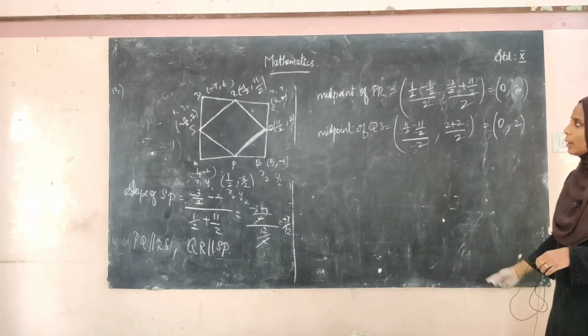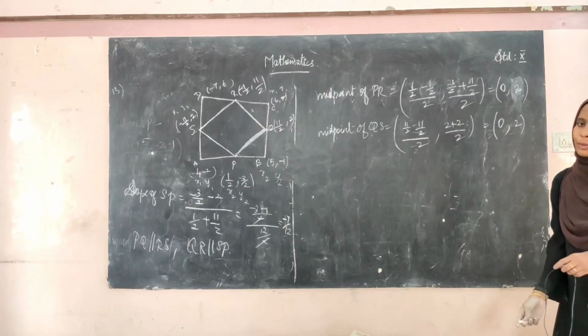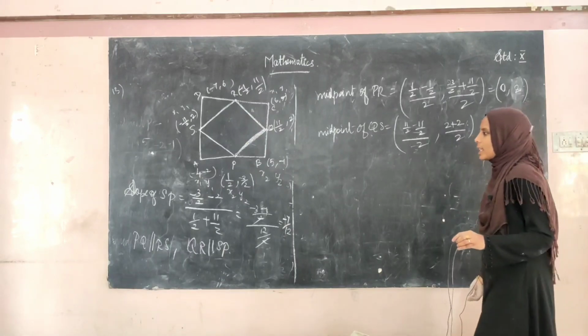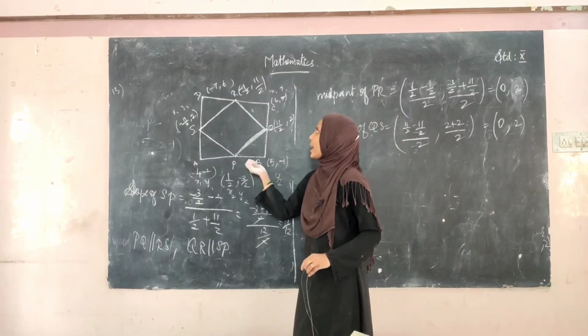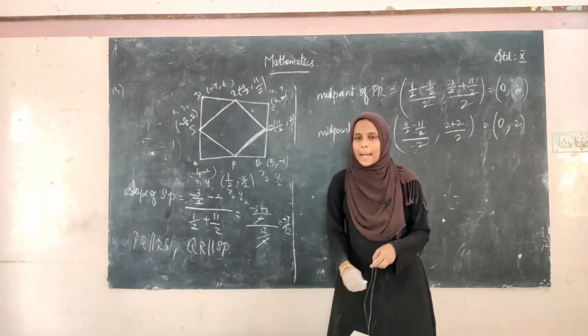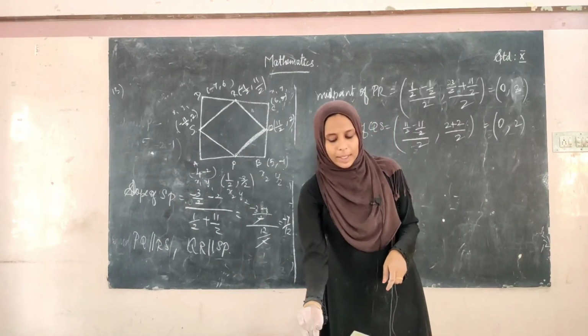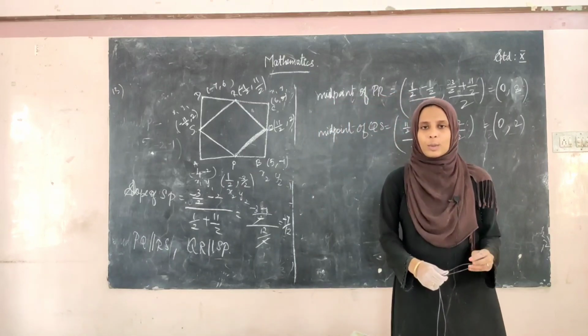Okay, so see here we got midpoint of PR is equal to midpoint of QS, therefore we can say that the midpoints of A, B, C, D form a parallelogram. Okay, so with this we are going to complete this video. Let's meet in the next class. Thank you students.